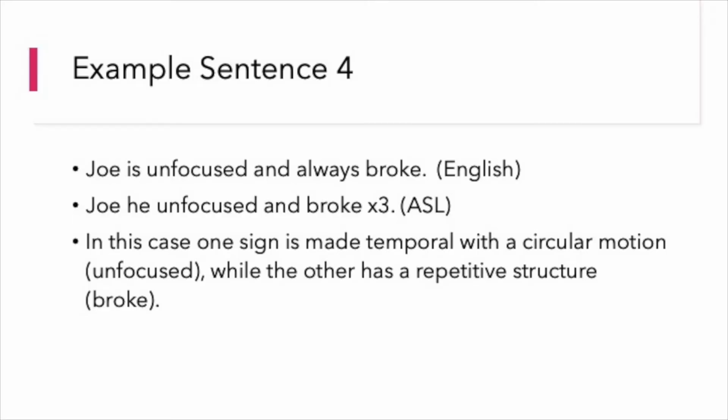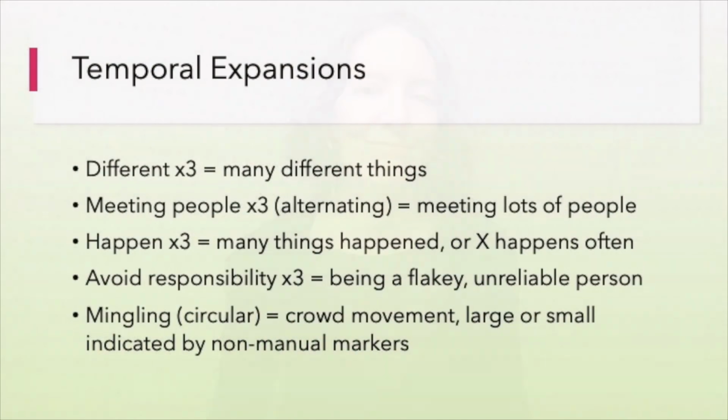In some cases, the temporal aspect will be used on both attributes. In this sentence, Joe is unfocused and always broke. One sign is produced with the circular motion, unfocused, and one has the repetitive structure, broke. Joe is unfocused and always broke.